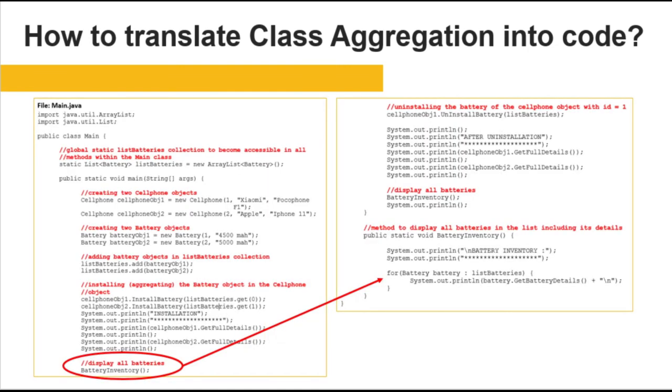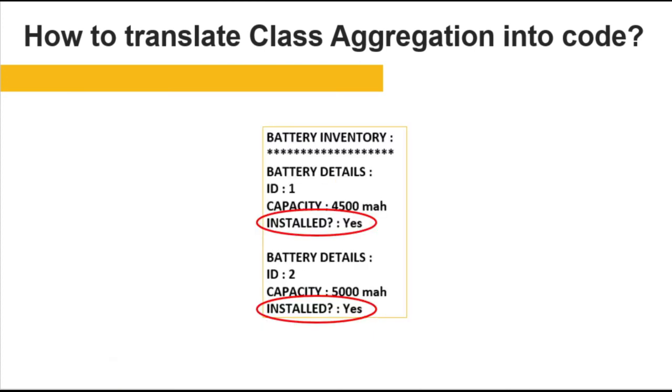Then we will print the details of each battery object by calling a battery inventory method of the main class, which iterates to every battery object stored inside the list batteries collection. And this will be the output upon execution, showing the contents of the list batteries object collection. Notice that both batteries are currently installed.